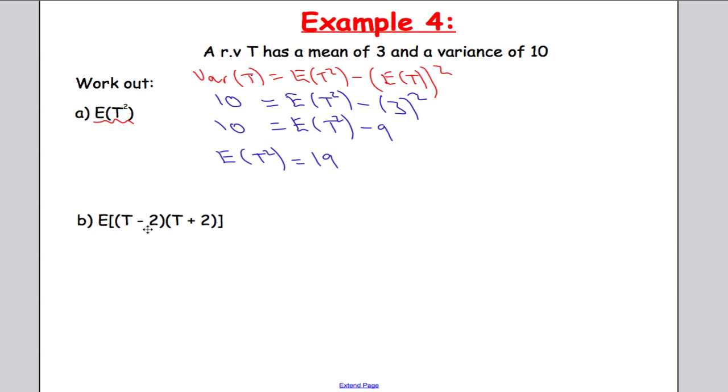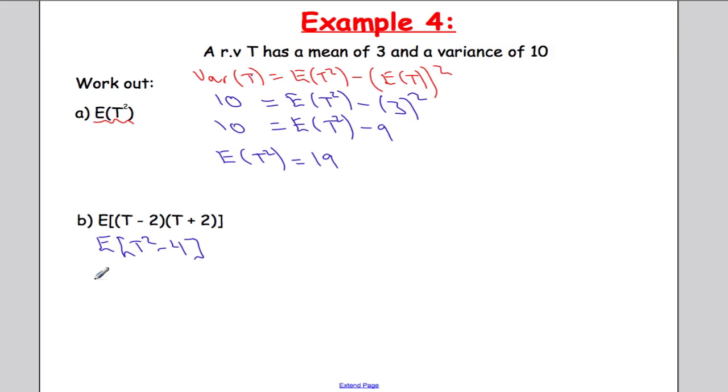So I'm looking for the expected value of t minus 2 times t plus 2. Well, first of all, I'm going to expand out these brackets inside. So we get the expected value of t times t, which is t squared. t times 2 is 2t, and minus 2 times t is minus 2t, so they're going to cancel out. And then minus 2 times plus 2 is minus 4. So the expected value of t squared minus 4 is what we're looking for.